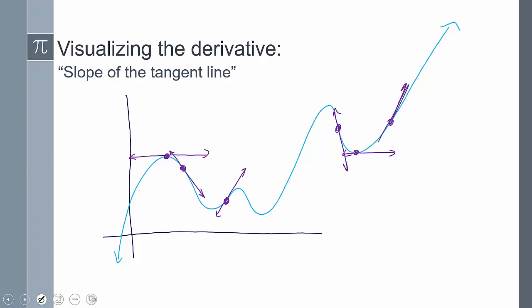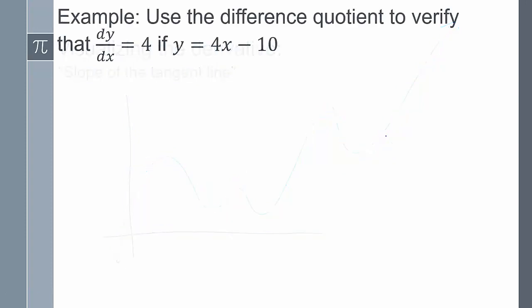That's bad drawing. That's better. But essentially, as you go through, the slope is going to constantly change, and you have all these different tangent lines that represent it. Now, that's essentially the slope of the tangent line.